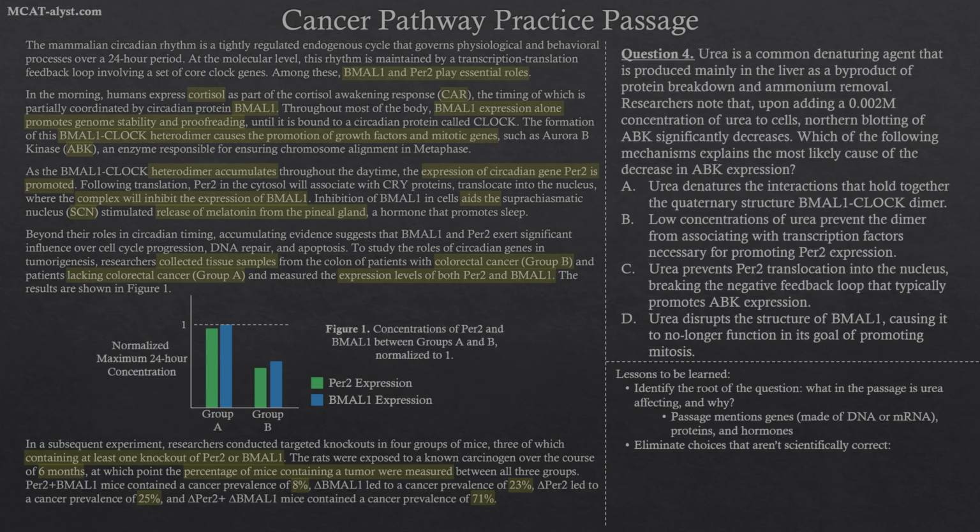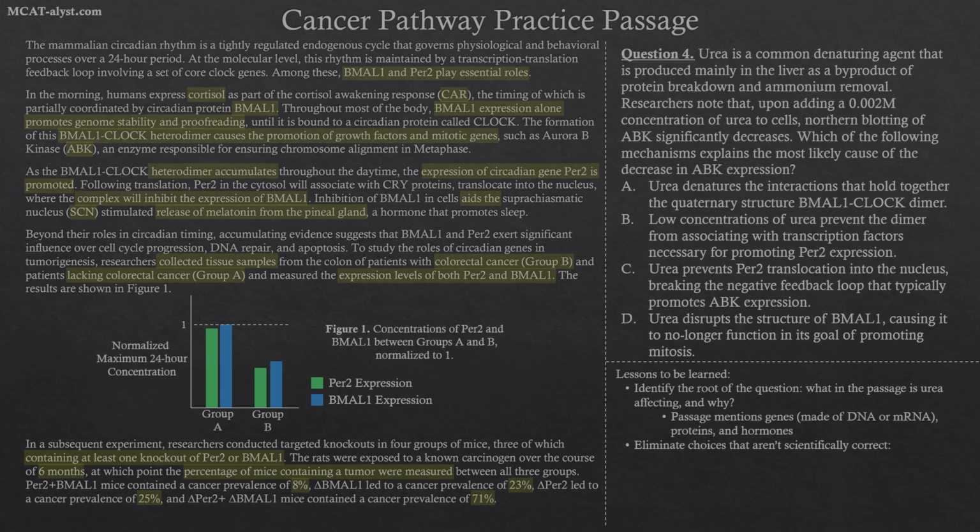And PER2 is going to completely inhibit BMAL1 from being expressed in the first place. So if you block PER2, that means there's nothing stopping BMAL1 from being expressed. So if urea were preventing PER2 from actually getting into the nucleus so it could do anything, BMAL1 is going to have a heyday. It's going to be able to do whatever it wants.